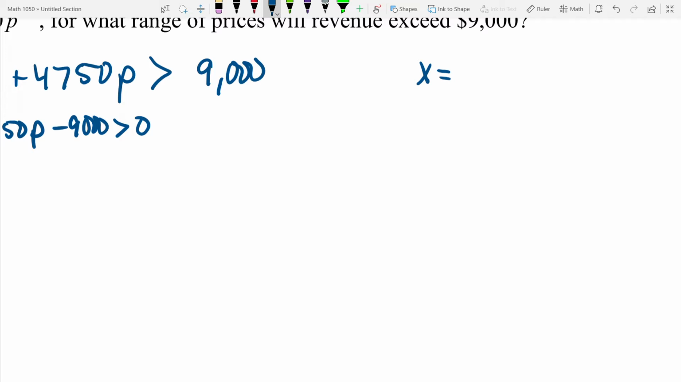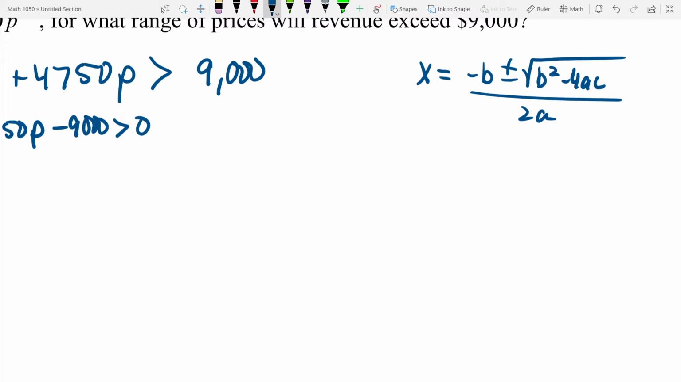Every single year in this class, I have people miss solving quadratics because they don't know the quadratic formula. That's a joke. Sorry. You need to know it. Make sure you know it. It is negative b plus or minus the square root of b squared minus 4ac all over 2a. Okay? Make sure you got that down right.